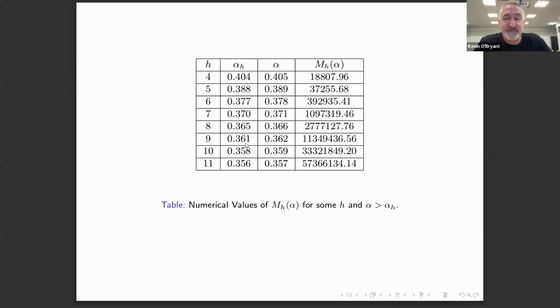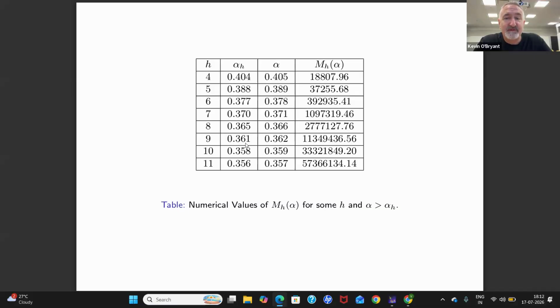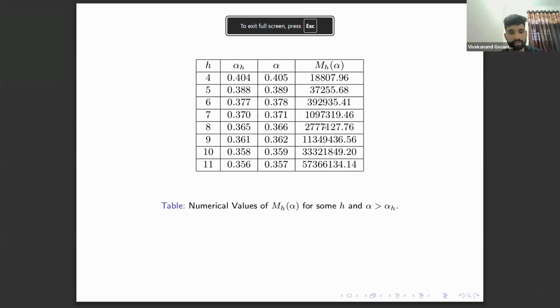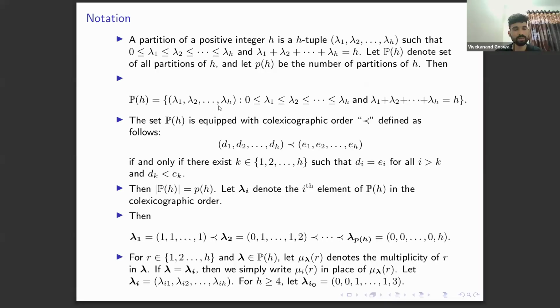Okay. These are some numerical values of p(h) and alpha h. Here observe that as h increases, alpha h decreases to 0.33.